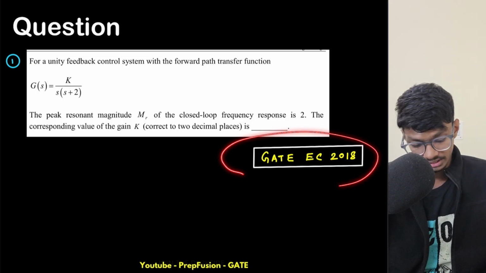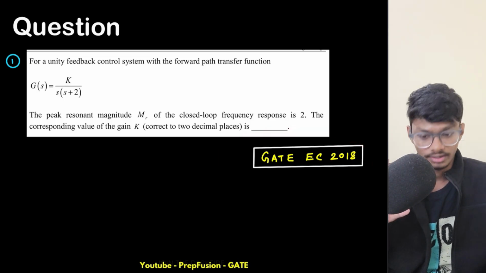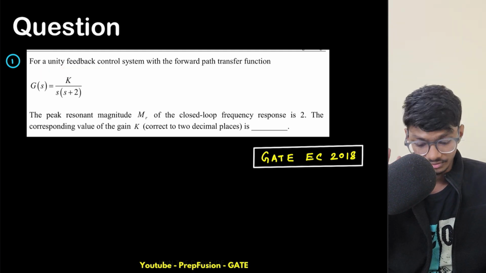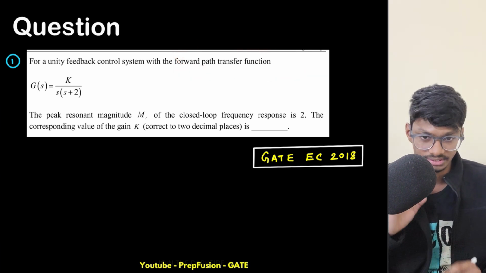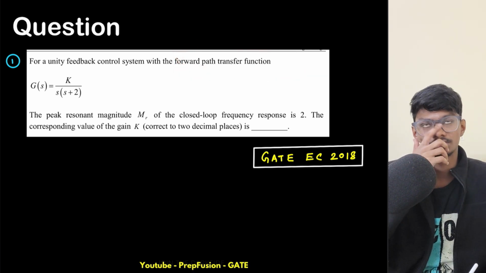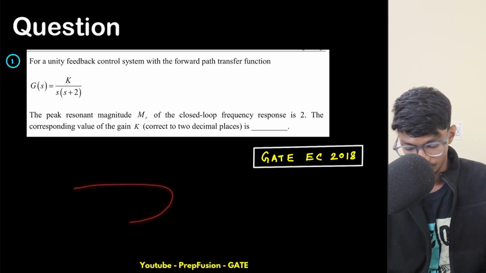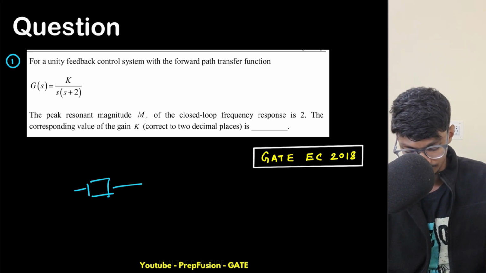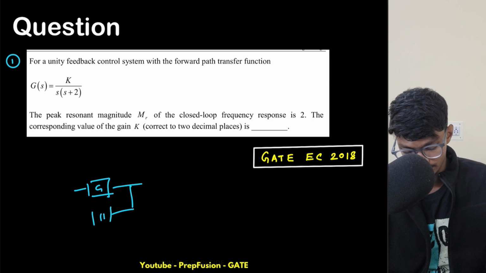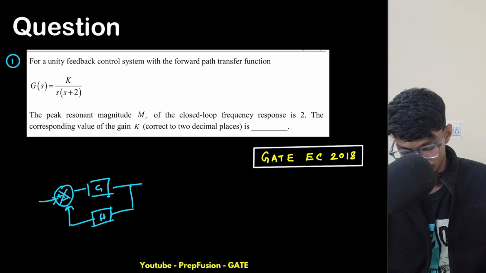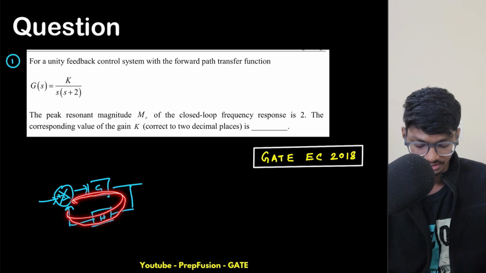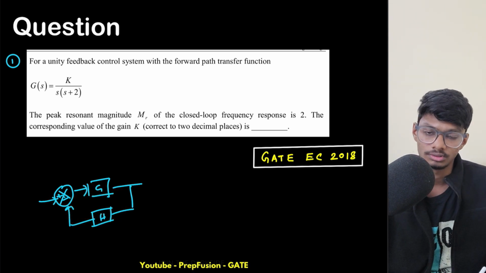Okay, so this is a GATE 2018 question. In this question, they have asked for a unity feedback control system with forward path transfer function. Now, what does this forward path transfer function mean? Basically, what is a forward path? I have explained it in the basic chapter also. When you have a block diagram, let me just draw it: G, and this is H, and here it is coming minus plus. By forward path, basically we're moving in the forward direction, this one. So this is what my forward path is.